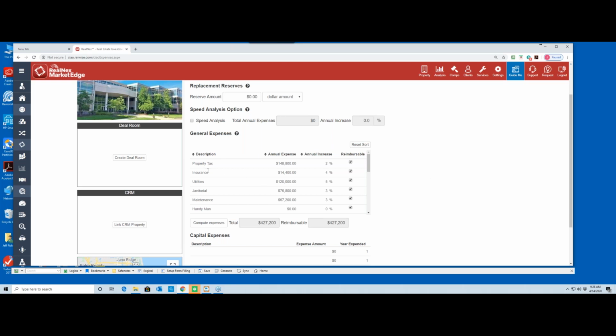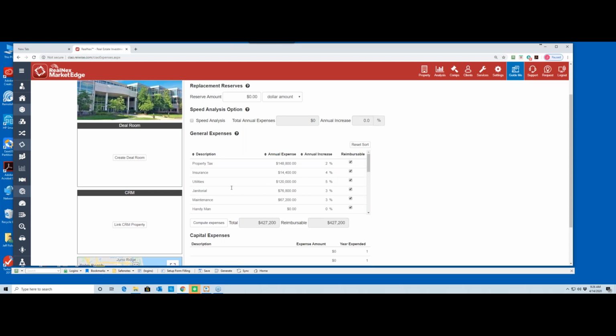And so in this case, we've got property taxes, and there's default names. If you were starting with a new property, you would have default names here, but you can change any of those. If I click on it, I can change the titles. Okay, so I put in what I wanted to have in this example. Property taxes, it's going to be 148,800, increasing by 2% per year. Insurance, 14,400, increasing by 4% per year, and so forth.